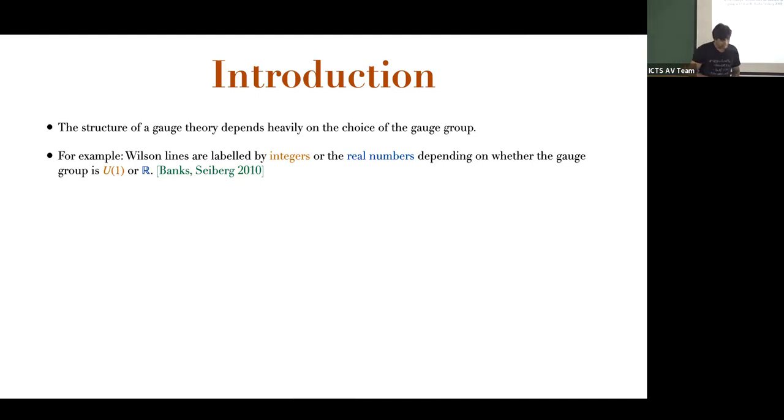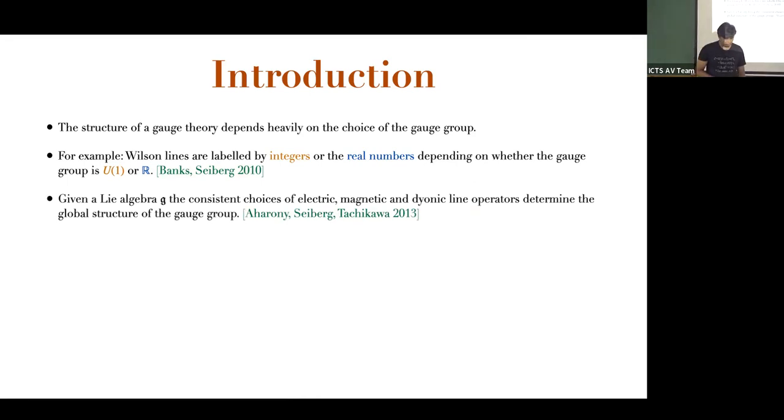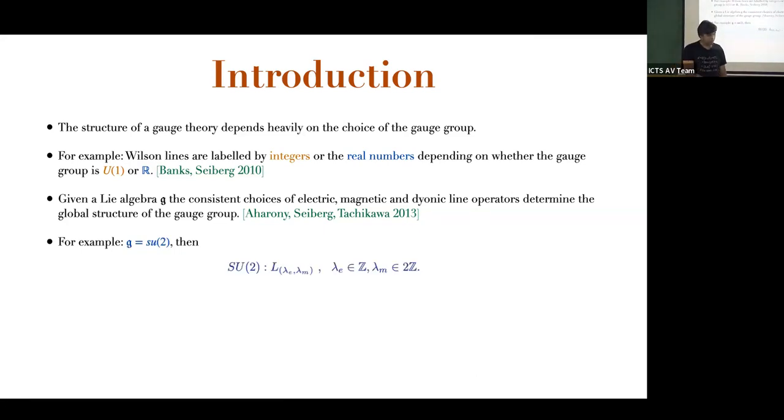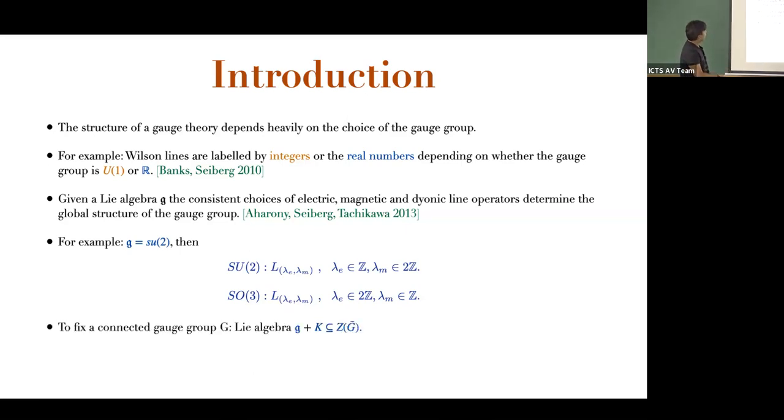Another example is in the context of gauge theories, where we can choose a Lie algebra, but the choice of the global form of the gauge group depends again on the charges of electric, magnetic, and dyonic line operators that we have. An example is, suppose we choose the SU(2) Lie algebra, then we have the global form to be SU(2) if the charges are of this type. We have the global form SO(3) if the charges are of this type, and then many more examples of this sort.